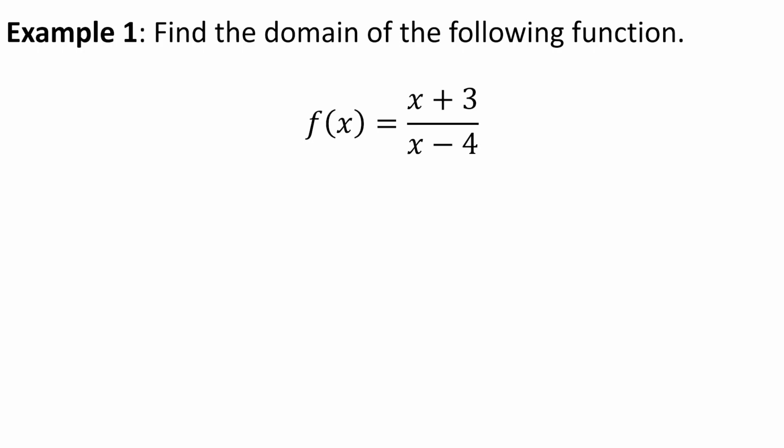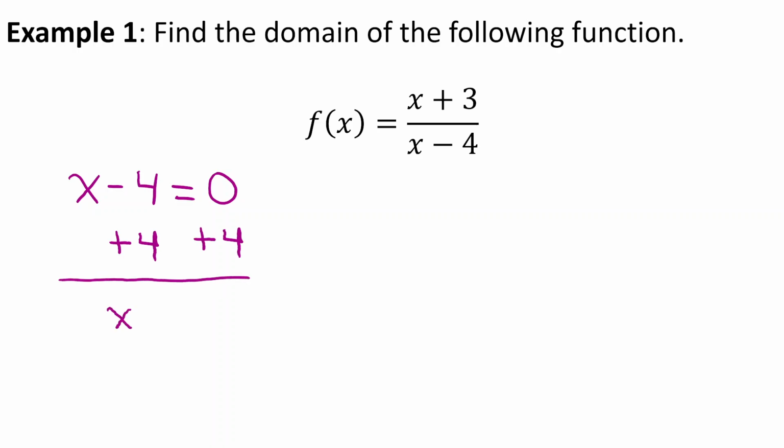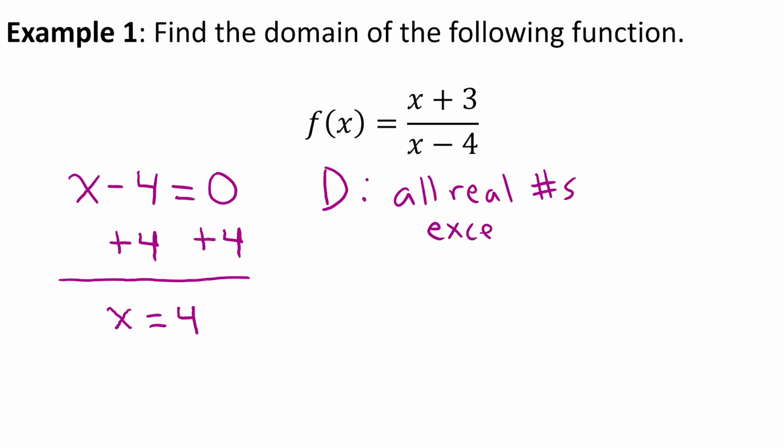In our first example, we're going to find the domain of f of x equals x plus 3 over x minus 4. So using the rule of the rational function, we want to see where the denominator is going to be 0. So we're going to set x minus 4 equal to 0. And using algebra, we're going to add 4 to both sides, which would then give us x equals 4. So the domain of this function is going to be all real numbers except x equals 4.